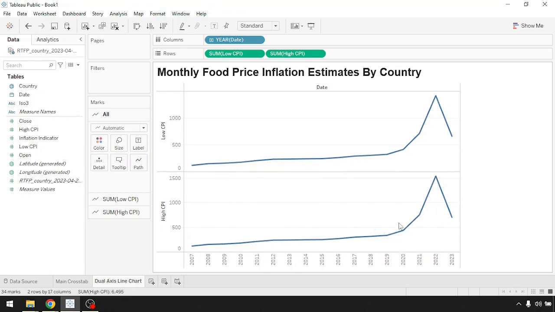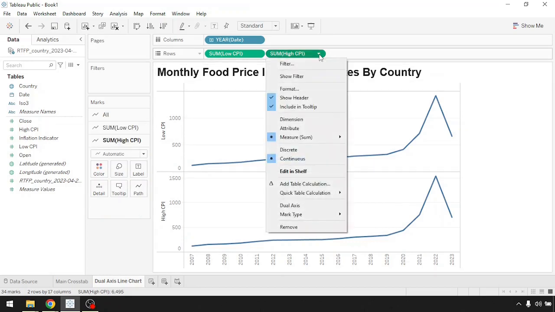Although you can look at the shapes and trends on both boxes and do a comparison, it's more effective to have them on the same axis so you can compare them more effectively. In this case, there's an easy way to do that, and that's through dual axis functionality, by clicking on one of the measures on the shelf and then selecting dual axis. What it will do is combine both of the measure variables into a dual axis line chart.